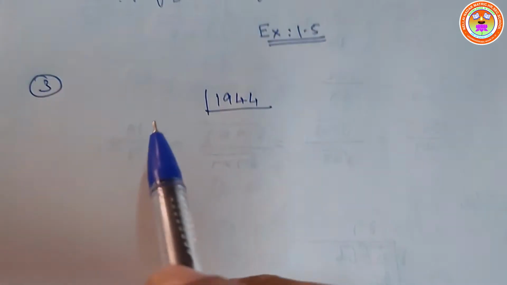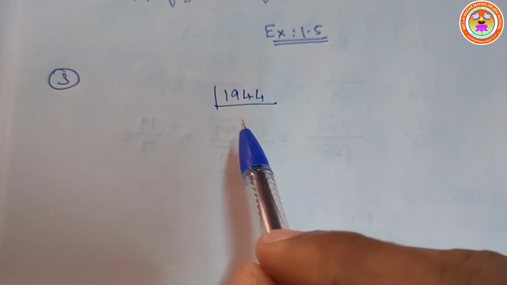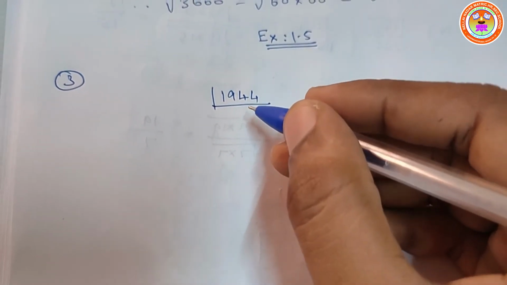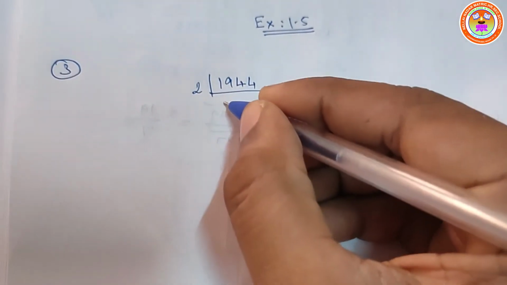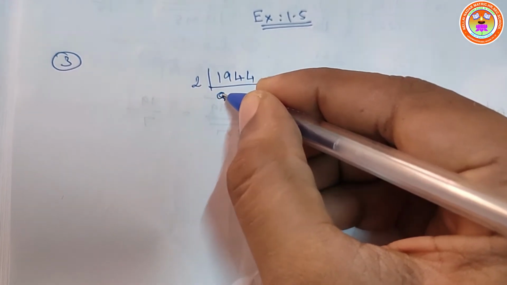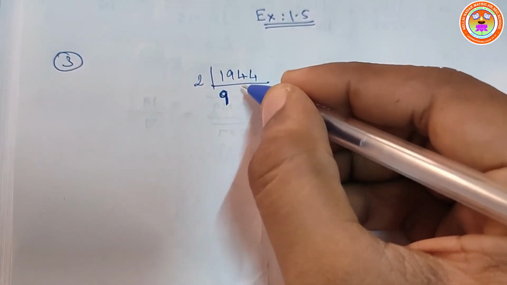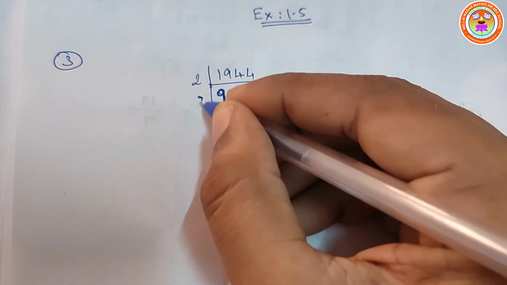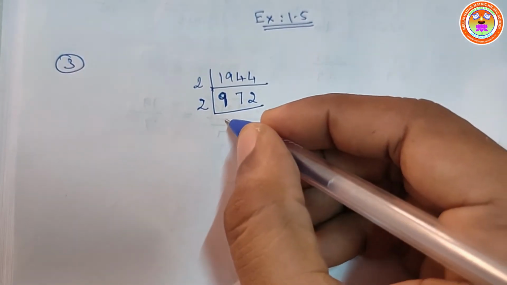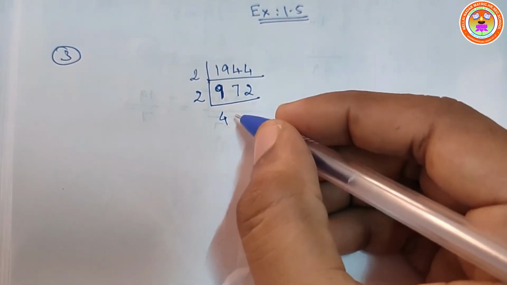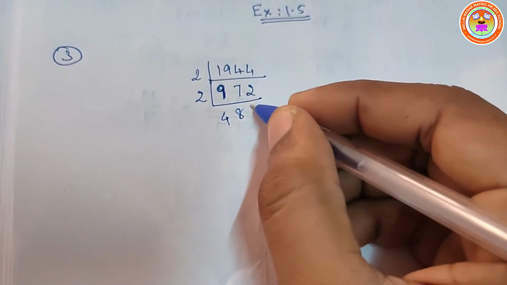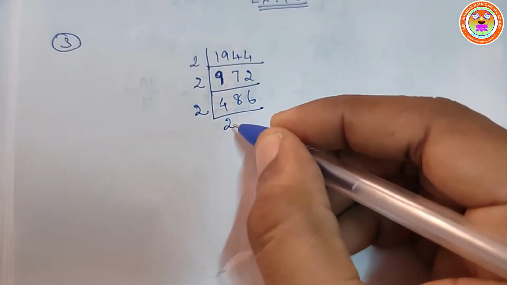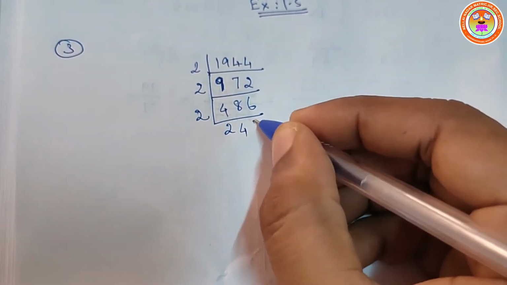For finding the cube root, the only method is the prime factorization method. We will follow the prime factorization method. Two tables: 9 2s are 18, remainder 1, 14, 7 2s are 14, 2 2s are 4. Again you go for two tables. 4 2s are 8, remainder 1. 8 2s are 16, remainder 1. 6 2s are 12. Again you go for two tables. 2 2s are 4, 4 2s are 8, 3 2s are 6.